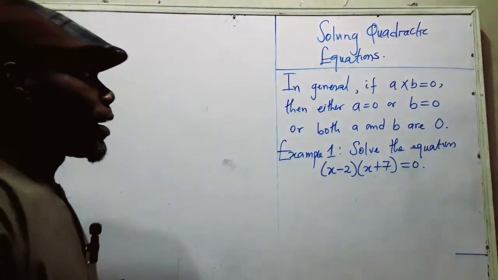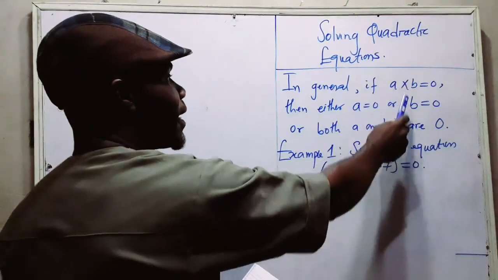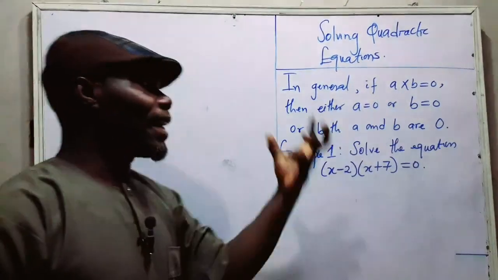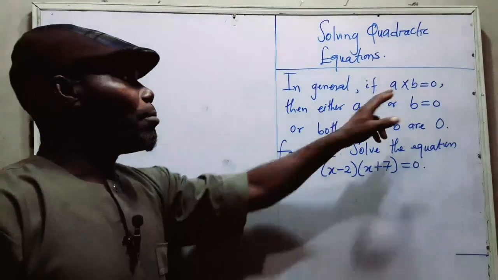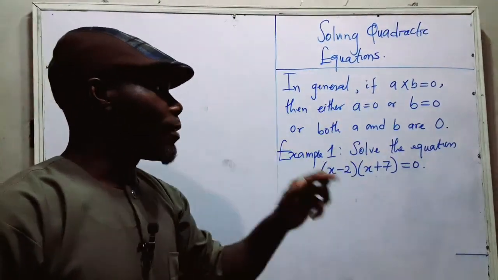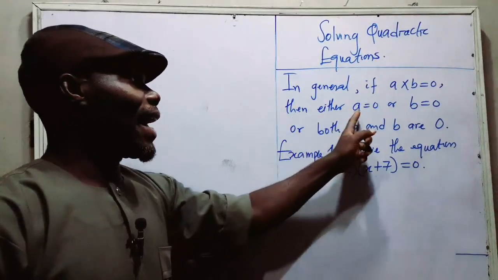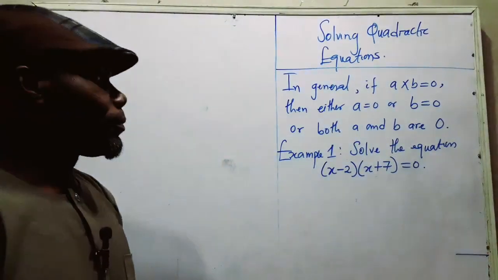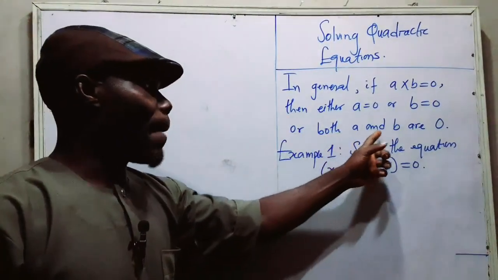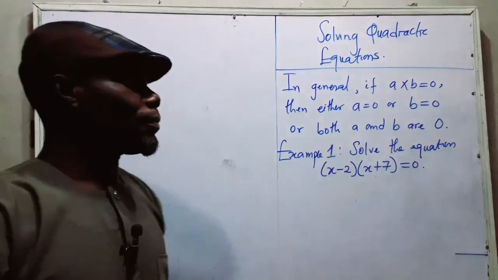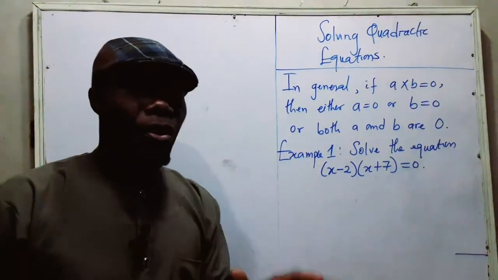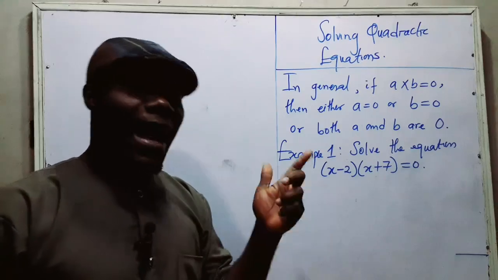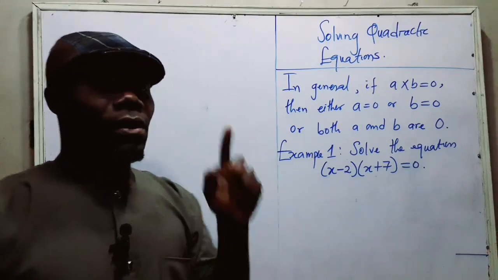In general, if A times B is equal to 0, the explanation is telling us that if two variables multiply together and give us 0, then either A is equal to 0 or B is equal to 0, or both A and B are 0. This is the meaning: if two variables multiply to be equal to 0, it is either A or B that is equal to 0.